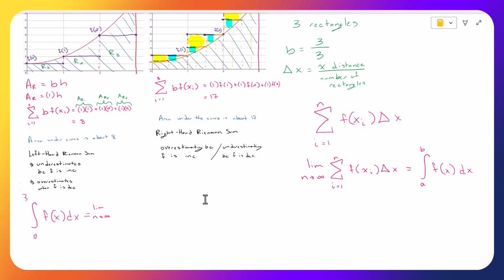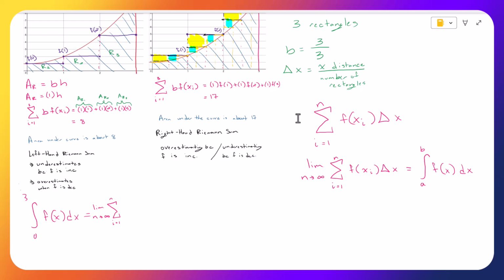of our summation from i equals 1 to n of f of x sub i. And I'm going to make our delta x really specific here. Our delta x is our x distance. What is our x distance? Our x distance is 3.